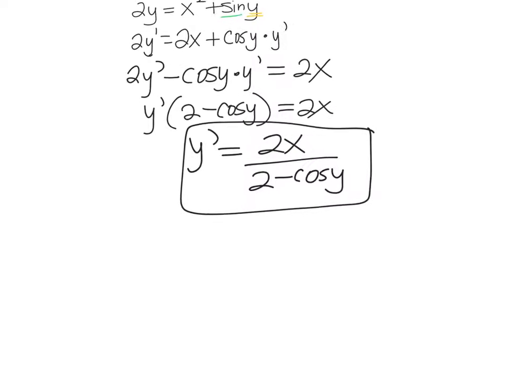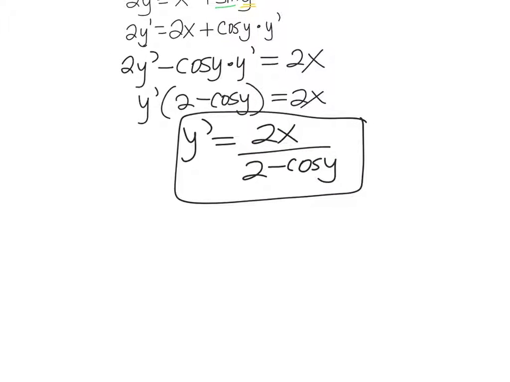Okay? The slope is undefined somewhere. It's undefined at 2 minus cosine y equals 0, but we're not going to worry about that.